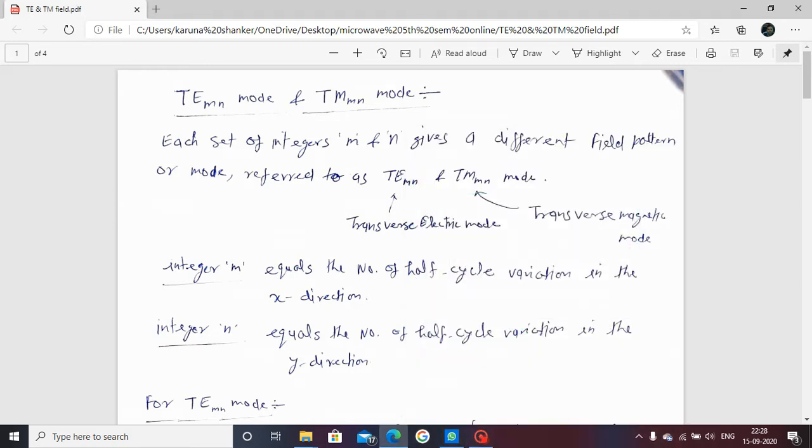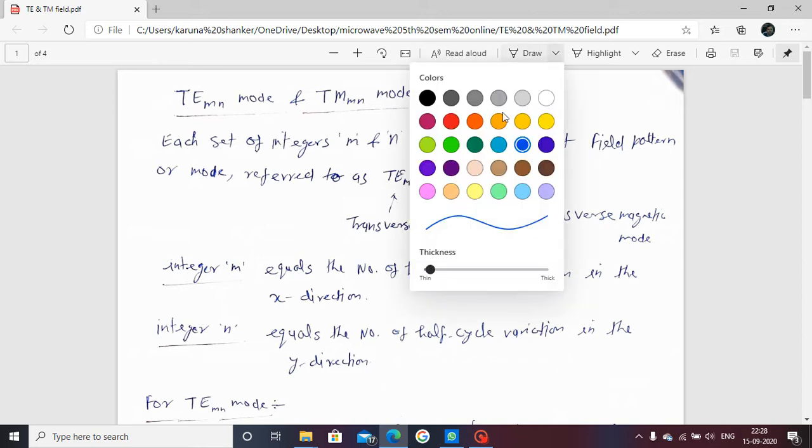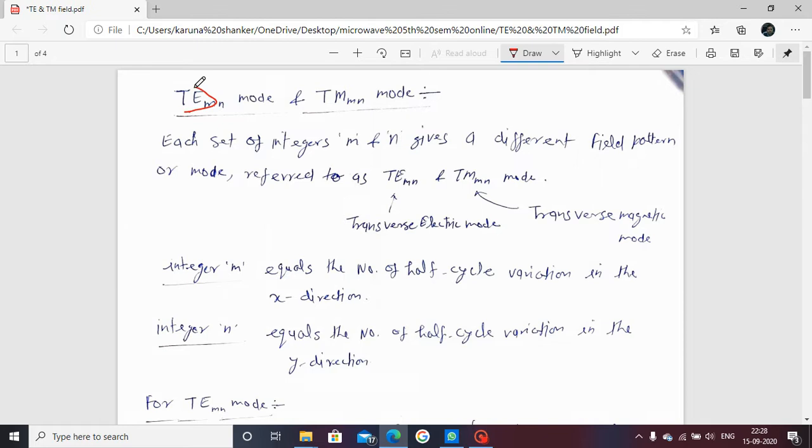We have already seen what the TE mode, the TM mode and the TEM mode are. We have seen that the full form of TE is transverse electric mode and TM is transverse magnetic mode. See here, there is a suffix used in TE and TM.